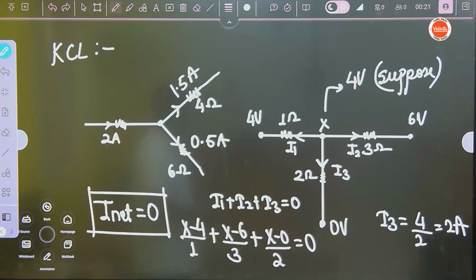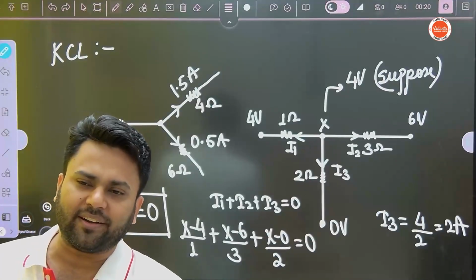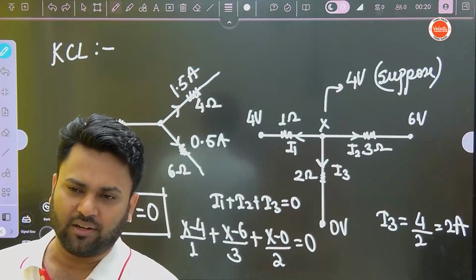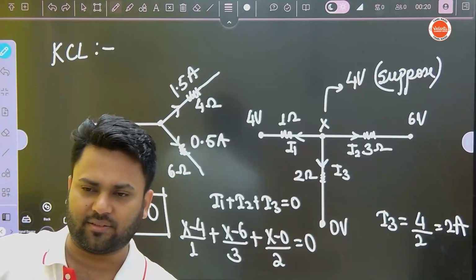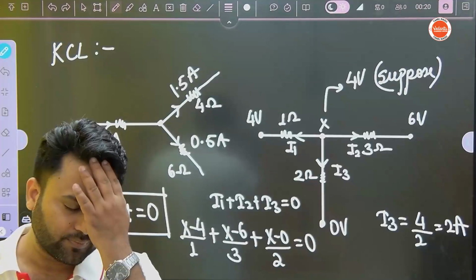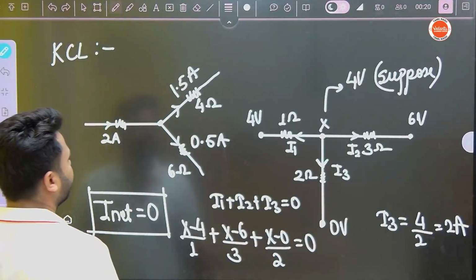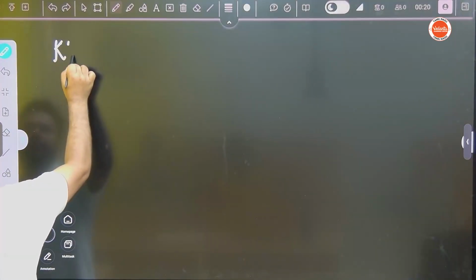Okay. So at any junction, if you don't know the voltage, assume it to be X, and assume that it is a little bit more than the nearing voltage. So current will flow like this, like this, like this, and the sum of all the currents should be 0. Next is Kirchhoff's voltage law, KVL.